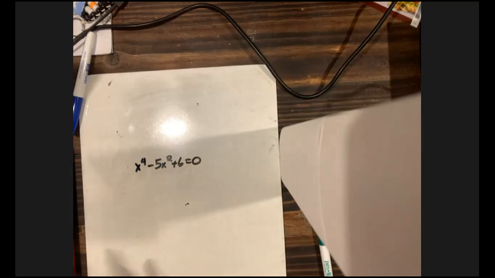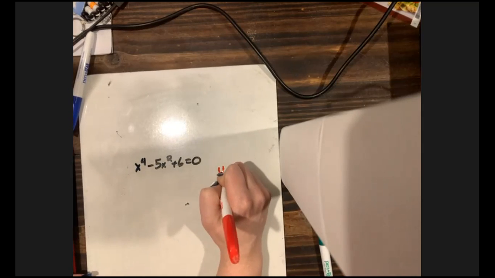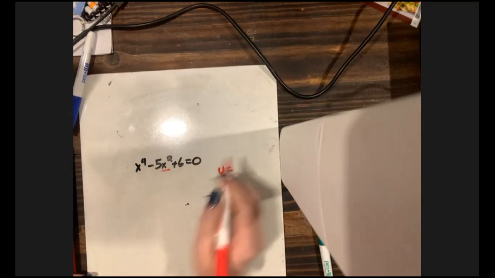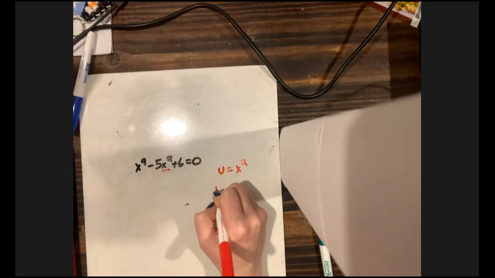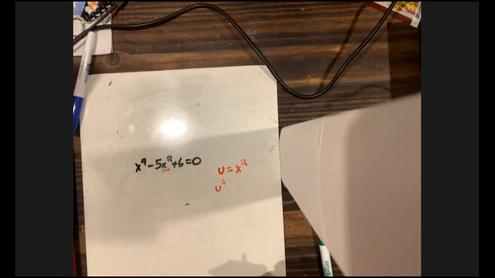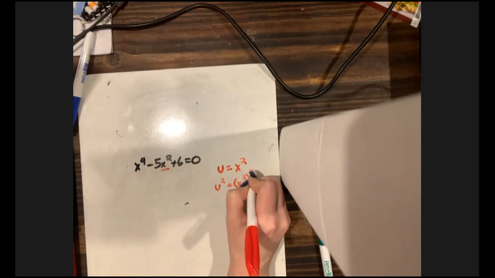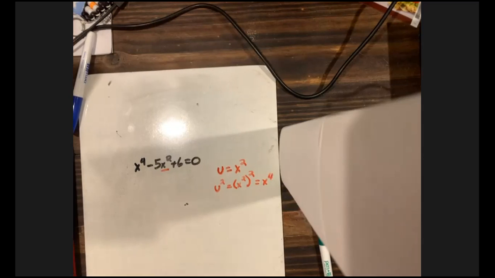So the way that we're going to do this, and I'm going to use color here to help me out, is I'm going to pick a letter, and I'm going to use the letter u. And I'm going to say that u is going to be equal to just this part right here. I'm going to leave the coefficient alone. So it's going to be equal to x squared. Now, in order to make this a quadratic, I am going to need a u squared. And so I'm going to check and see what that would be. So I've got x squared squared, which is x to the fourth, which happens to be what I have here.